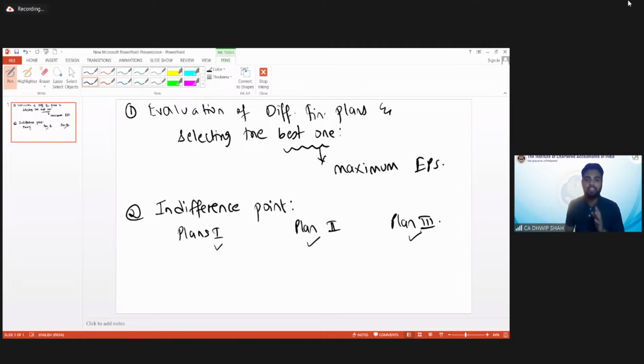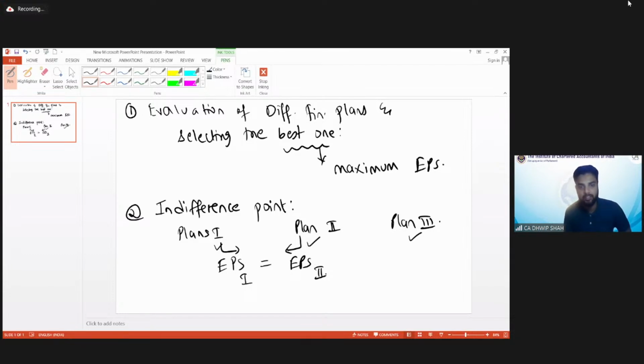Indifference point means as a financial manager, whether he selects Plan A, Plan B or Plan C, he is very indifferent, उसको कुछ फर्क नहीं पड़ता. तो कहना है जब दो प्लान का EPS, when the EPS of two plans is the same, तब उसको कुछ फर्क नहीं पड़ेगा. He can select any plan. Yes or no? When EPS of two plans is same, the financial manager would be indifferent because both are generating the same value to the shareholders.